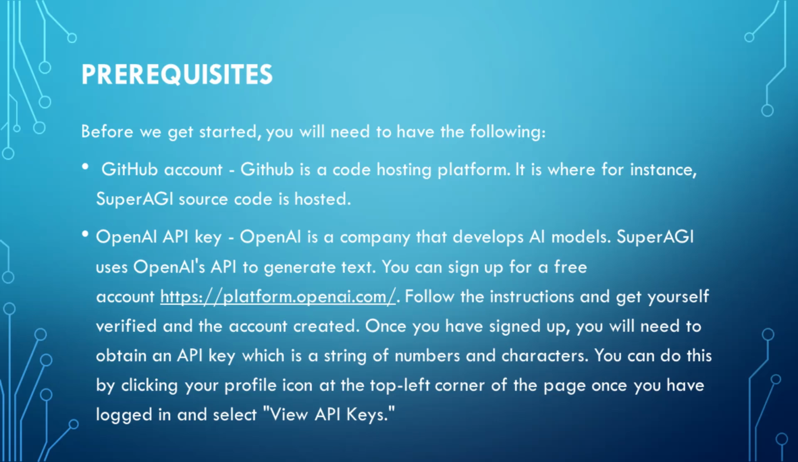An OpenAI API key. OpenAI is a company that develops AI models. SuperAGI uses OpenAI's API to generate text. You can sign up for a free account at the OpenAI platform. Follow the instructions and get yourself verified and the account created.